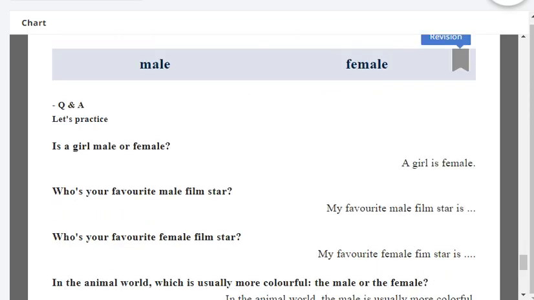Is a girl male or female? A girl is female. Who's your favorite male film star? My favorite male film star is Tom Cruise. Who's your favorite female film star? My favorite female film star is Penelope Cruz. Very good. Okay, next.